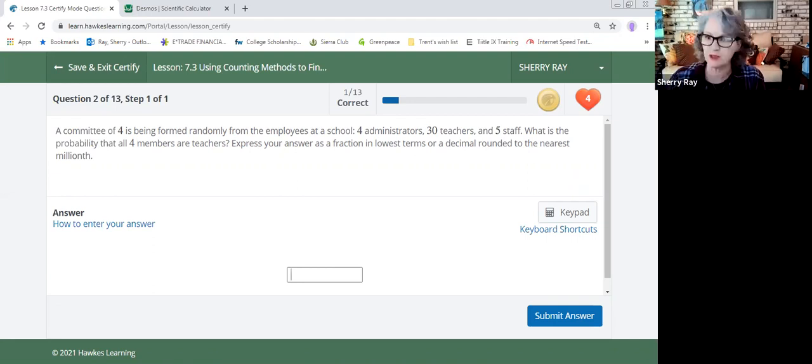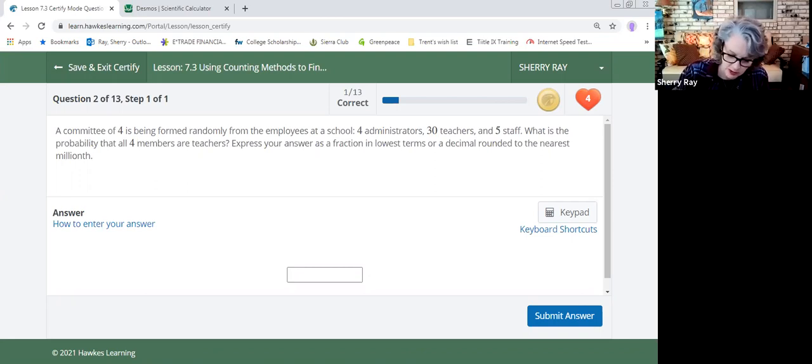So we have 2 different formulas that we use. One's a combination and one's a permutation. Combination, that's usually when committees are formed, or when you're choosing a combination of, say, a pizza or something like that. Your order doesn't matter, okay? You're just choosing a group.